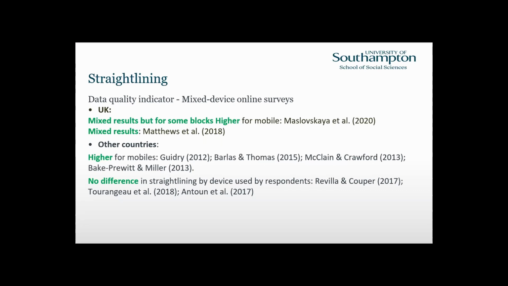As I already mentioned, we conducted work in a cross-sectional context, and our results specifically about straightlining were mixed. But for some blocks, we observed a higher likelihood of straightlining for those who were using mobile phones or smartphones. Similar results were found by Matthews et al. in 2018, but their sample consisted only of young people aged 16 to 17. In other countries, the results were also mixed. Some of the studies found a higher likelihood of straightlining for mobile devices, but in others, no difference in straightlining by device used by respondents was observed.